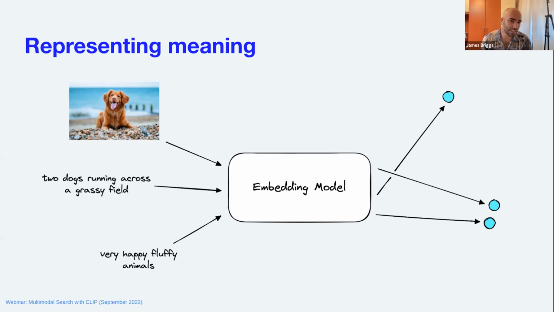So you can see this here. On the left, you have an image of a dog, and then you have "very happy, fluffy animals," and those both get encoded into a similar vector space. They're not exactly the same, but they're similar. Whereas the other piece of text, "two dogs running across a grassy field," is not really as relevant to our image, so that gets pushed away a little bit more.